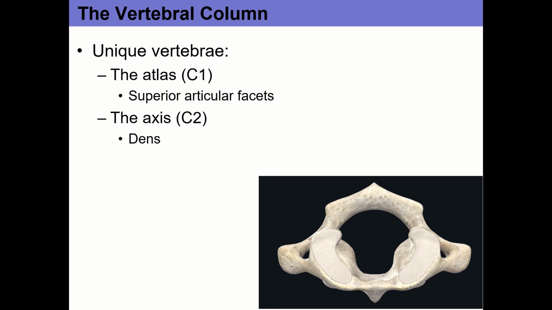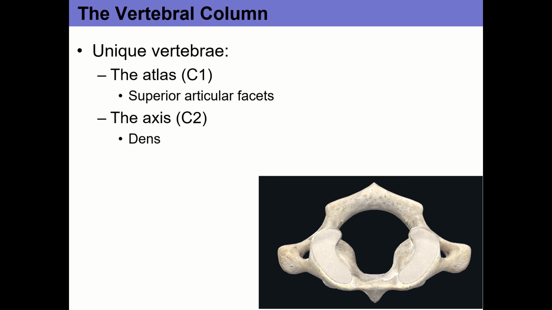And so what you've got here is a superior view of C1, and you can see its unique superior articular facets here that are going to interact with those occipital condyles. So the condyles on the occipital bone that I showed you earlier, these specialized superior articular facets on the atlas will interact with those. And an important thing to know about that interaction, the name of that joint is called the atlanto-occipital joint, because it's the interaction between the atlas and the occipital bone.